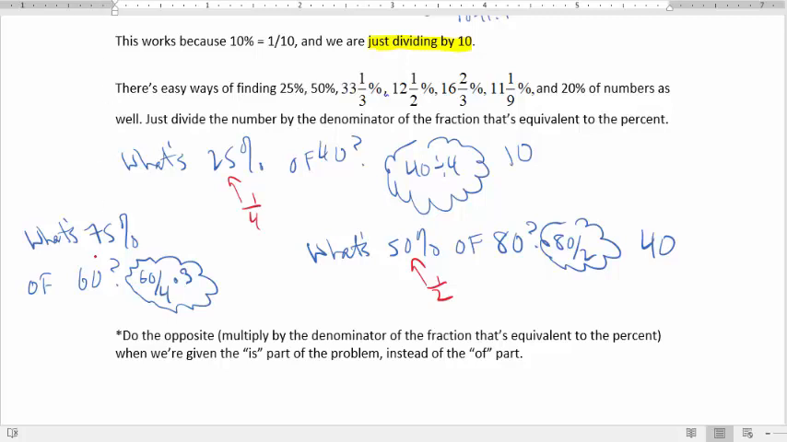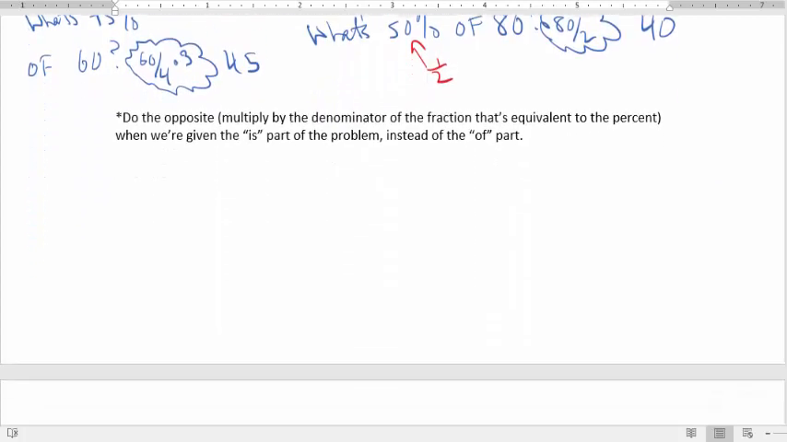And again, why does this work? Because 75% is really 3/4. So that's where the dividing by 4 and multiplying by 3 comes into play. So if I divide by 4, I get 15, and then 15 times 3 is 45. So 75% of 60 is 45, right? So that's useful if you can do that kind of mental math stuff.